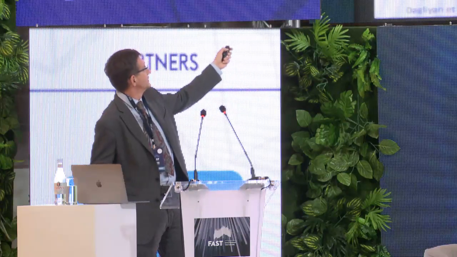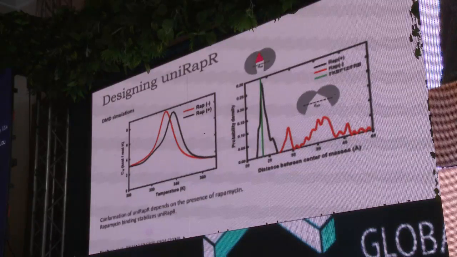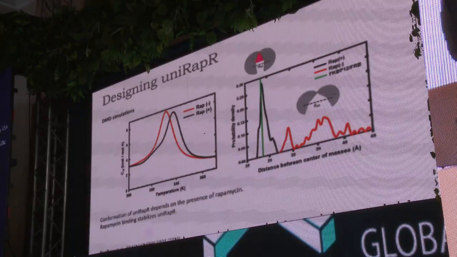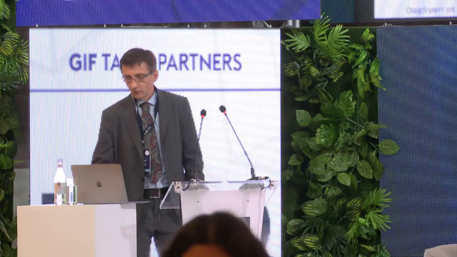In simulations, it did work because you see the specific heat shifts from left to right when you add rapamycin, which means that the protein stabilizes when you add rapamycin. Moreover, the distance between two halves of the protein significantly reduces, from an all-over-the-place red line to peaked around the green line, the black curve. I see. So we put it in a protein called SRC.